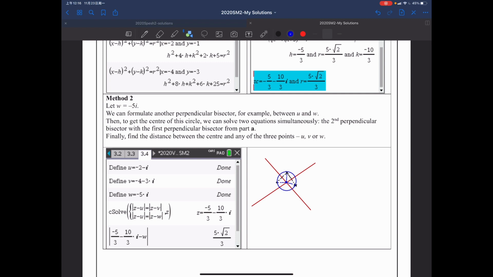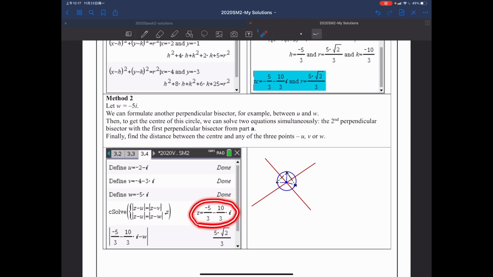So, you already have this one here, the first perpendicular bisector, and the other perpendicular bisector can be given by the absolute value of z minus u equal to the absolute value of z minus w, which is minus 5i as I defined before. The convenience of the TI-Nspire calculator is that it can solve 2 equations over the complex domain directly. So I just put them in simultaneous equations form and solve for z, okay?